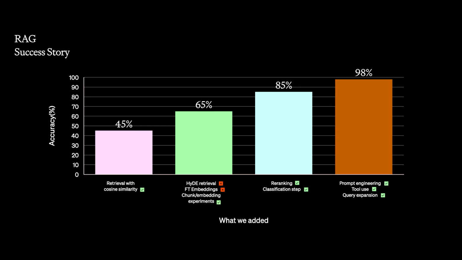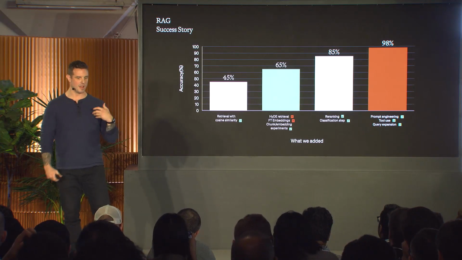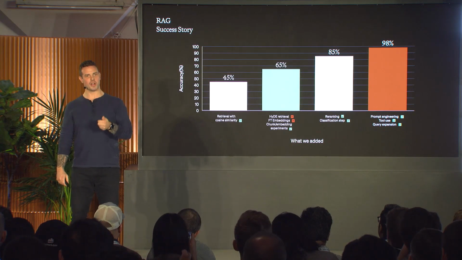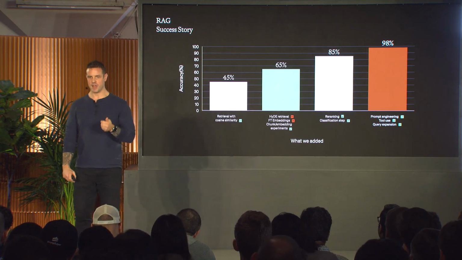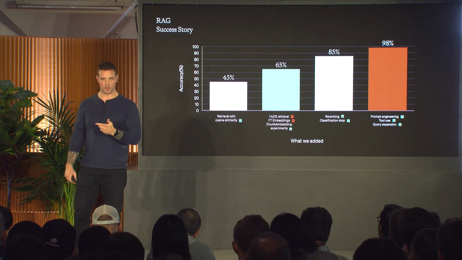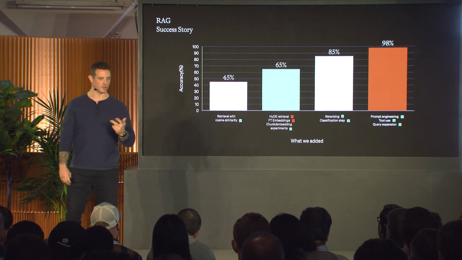So we managed to boost it to 65% by trying hypothetical document embeddings, where instead of doing a similarity search with the question, you generate a fake answer and do a similarity search with that. For certain use cases, that works really well. For this one, it did not work well. We also tried fine-tuning the embeddings, so actually changing the embedding space based on a training set that we had to help the model get to the correct answer. And again, this worked okay from an accuracy perspective, but it was so expensive and so slow that we had to discard it for non-functional reasons.